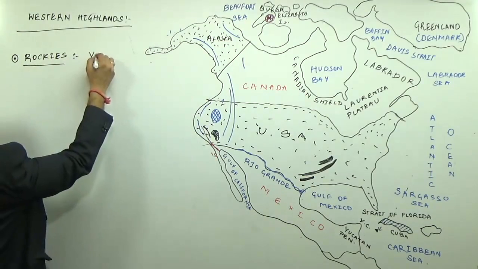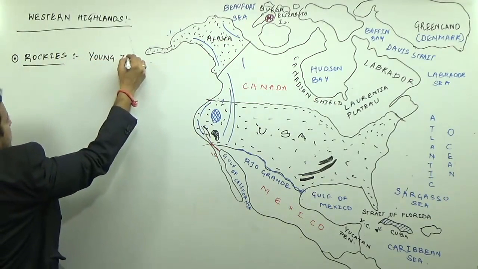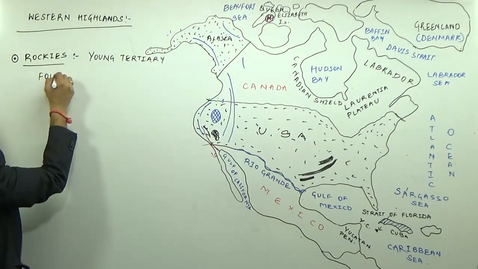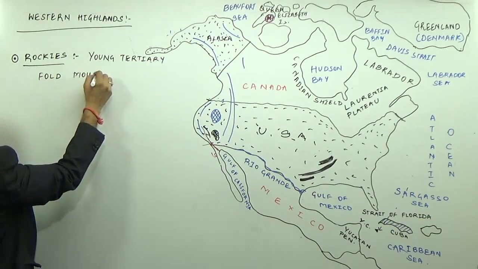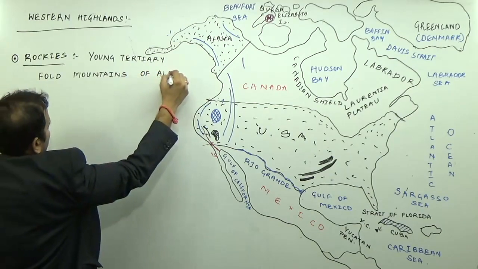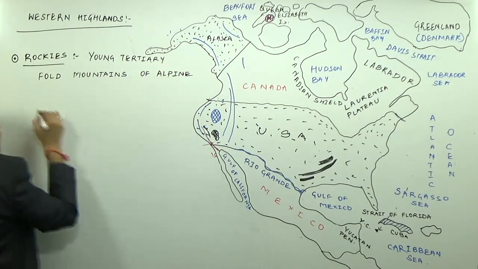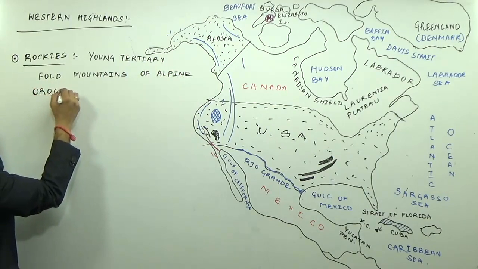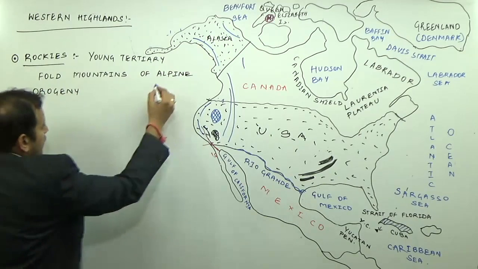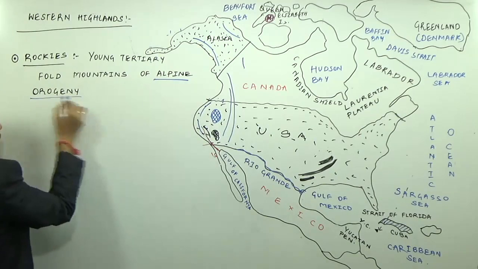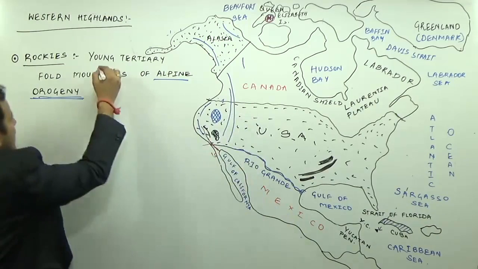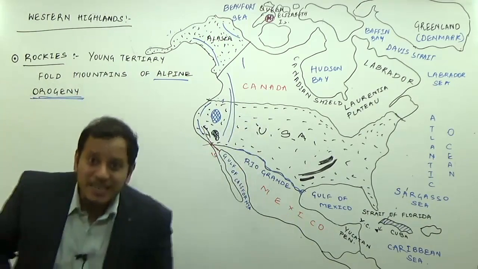Rockies are young tertiary fold mountains of alpine origin. Fold mountains of alpine origin. Now why am I underlining the alpine origin? Because all the young fold mountains in the world which were formed in the later age known as the tertiary age.